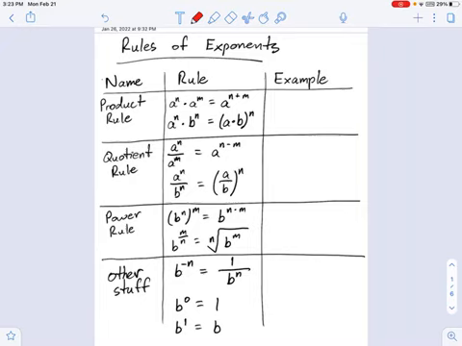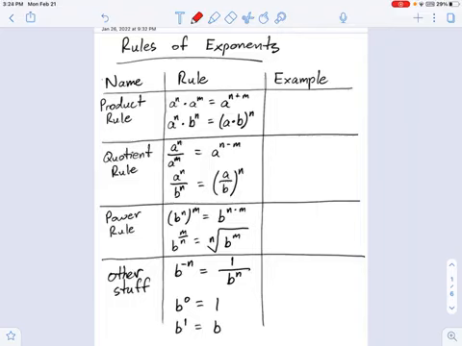In this video, we're just going to go over some of the basic rules about exponents. You'll be using them a lot in this unit. And they generally fall into three categories. You have the product rule, the quotient rule, and the power rule. And then you have some other stuff left over. So I'm going to give you some examples of each one of these rules.